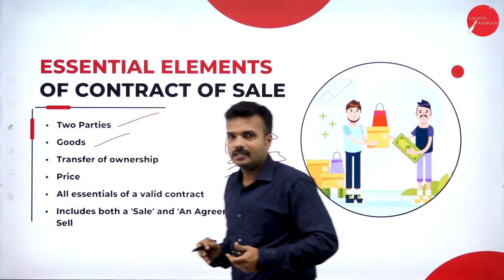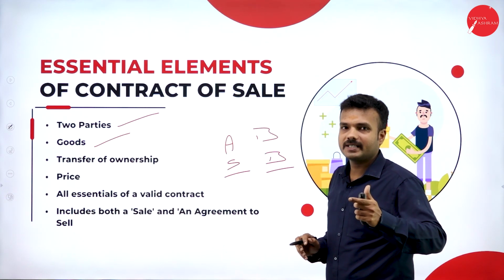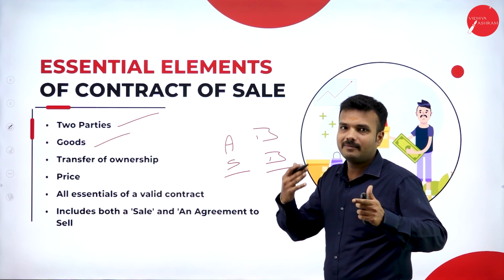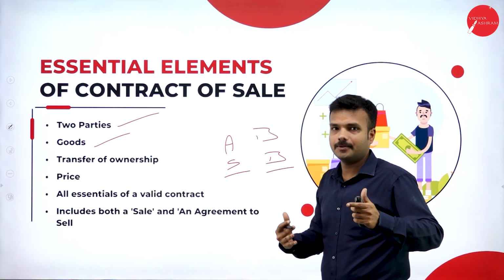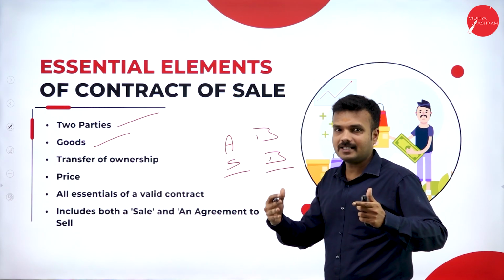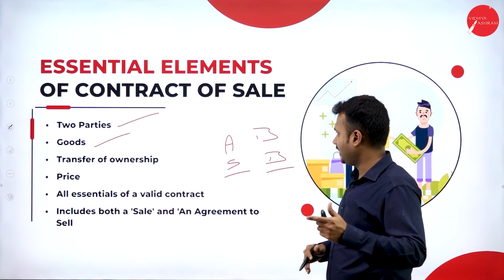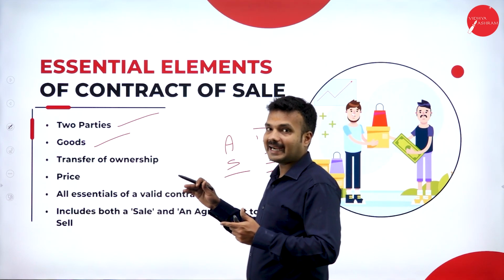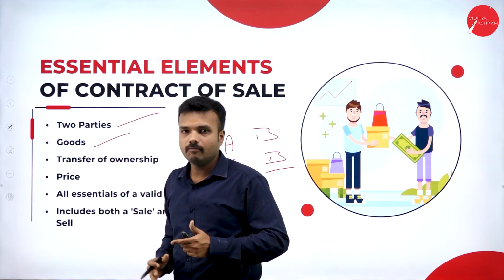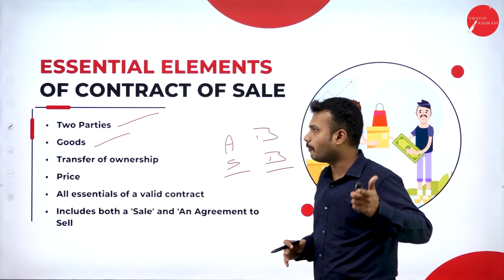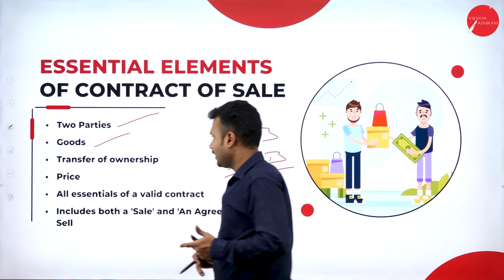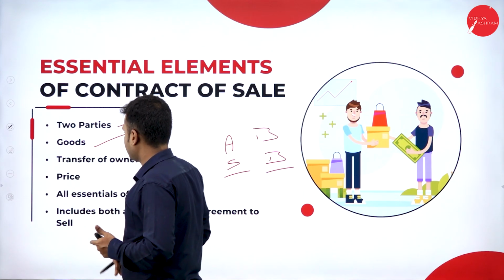Goods. There must be goods. What kind of goods? Movable goods, not immovable goods. It must be merchandise goods, movable goods. This Act is not applicable for immovable goods or immovable properties. So there must be goods according to the Sale of Goods Act.